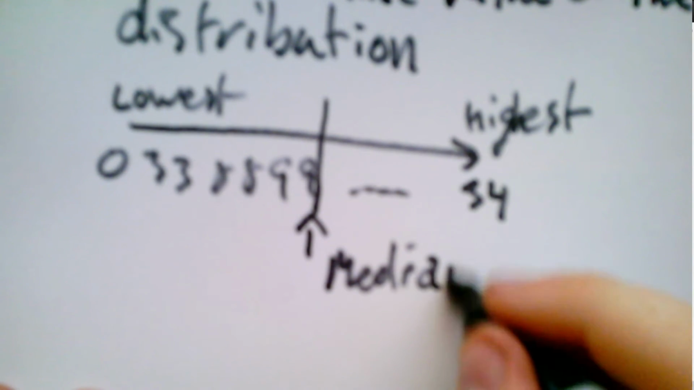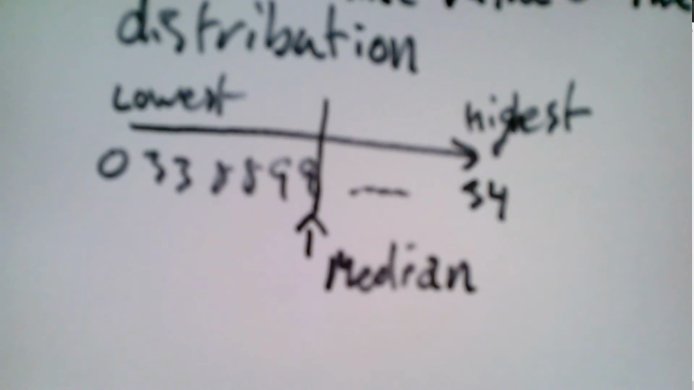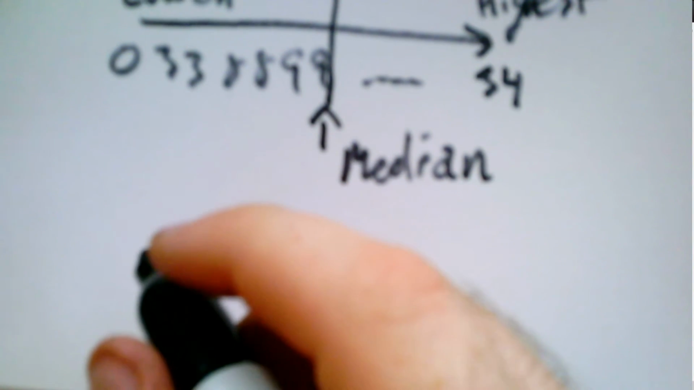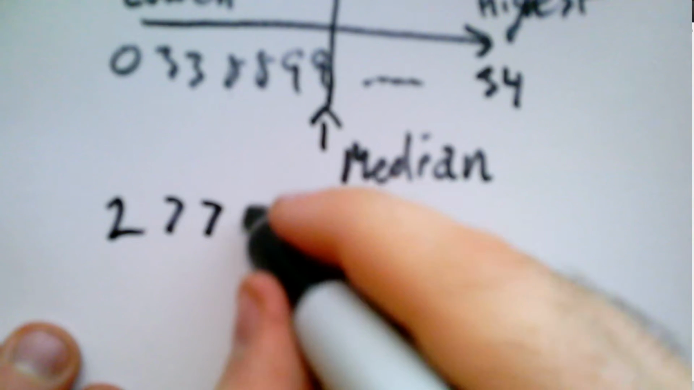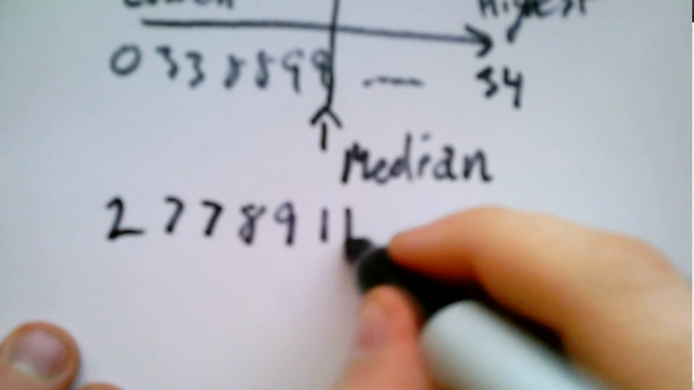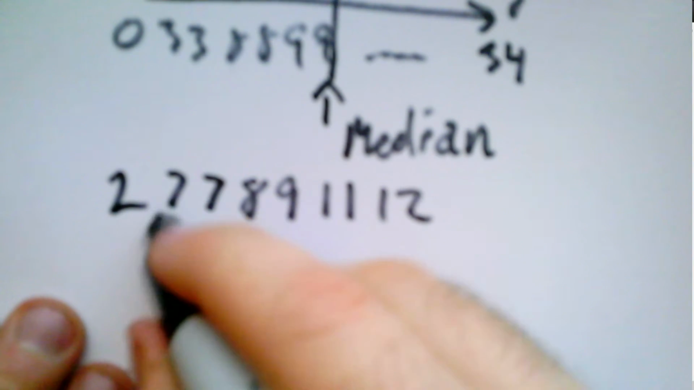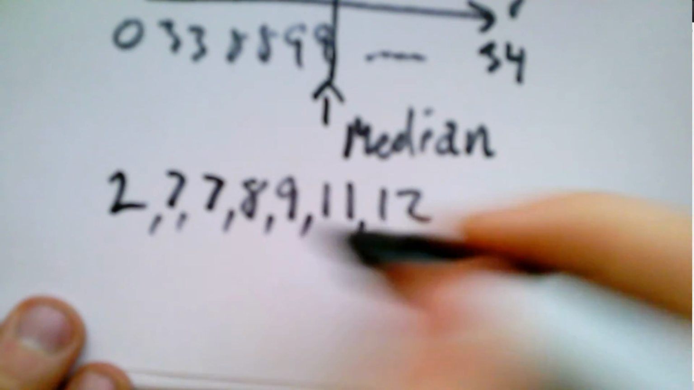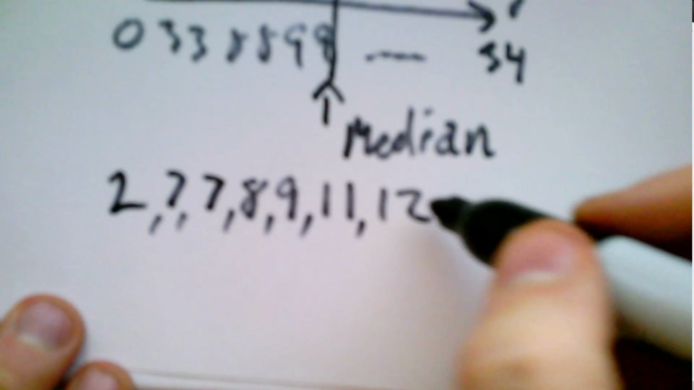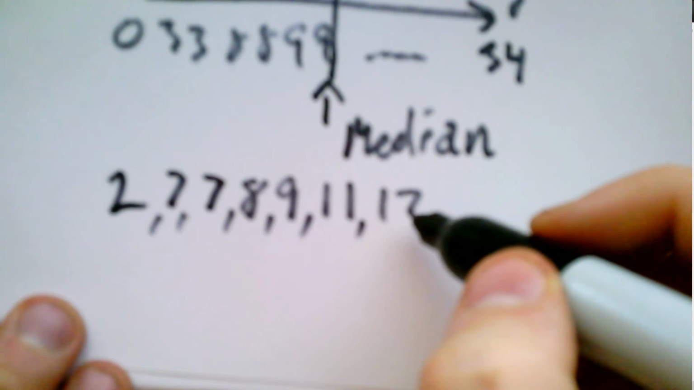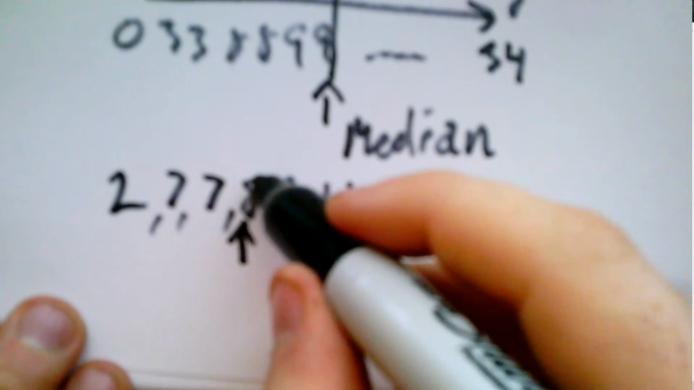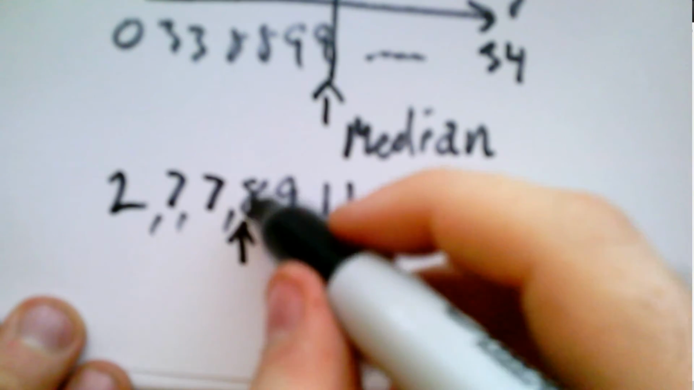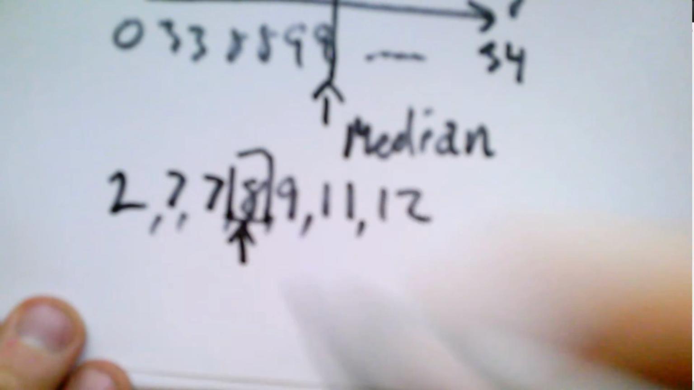And if you have an even number of elements, then you take the average of the middle two. So here is the median of a 7-element set. Let's say we have 2, 7, 7, 8, 9, 11, 12. This is an odd number of elements for our sample size. The middle one is this one, because there are 1, 2, 3, 4, 5, 6, 7, and so the fourth element is the one in the middle. That is the median of that set.